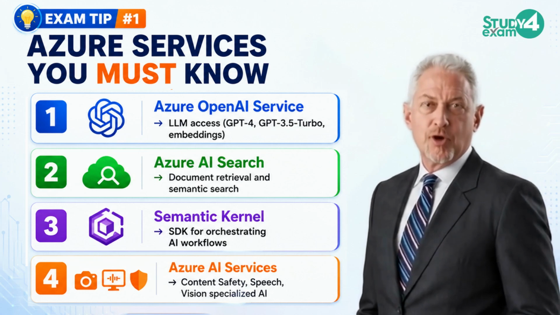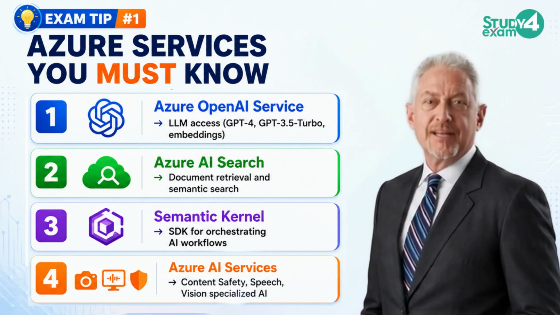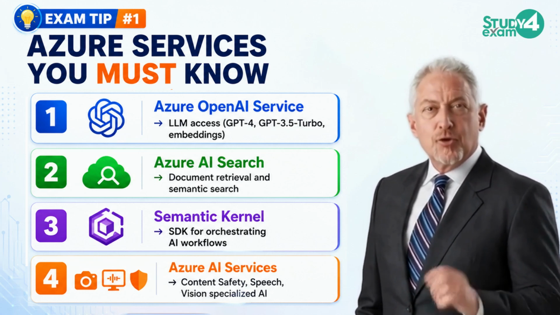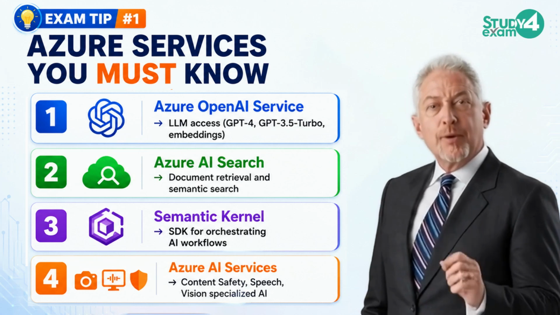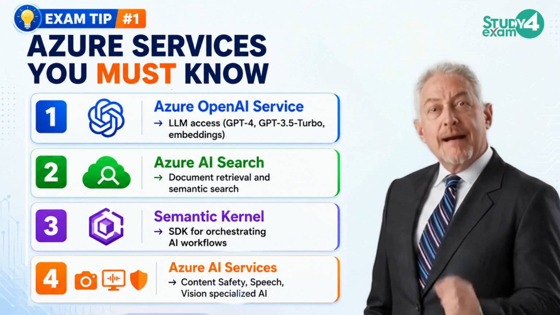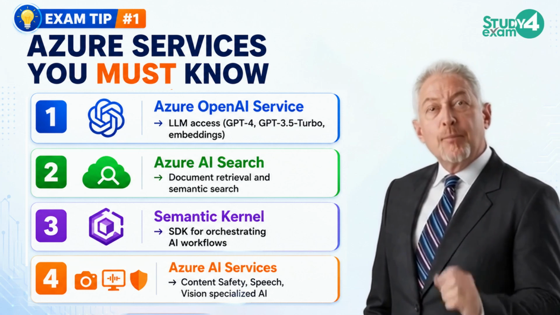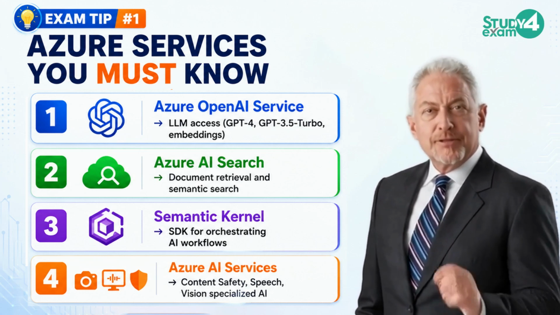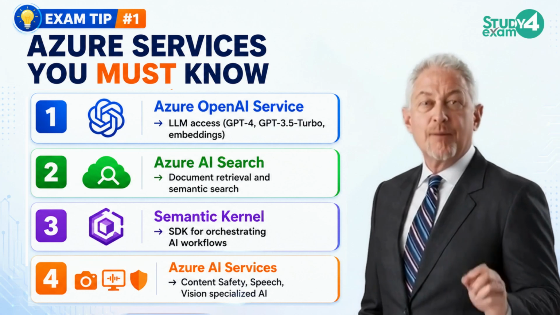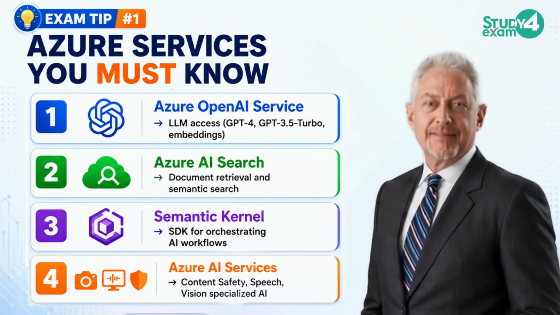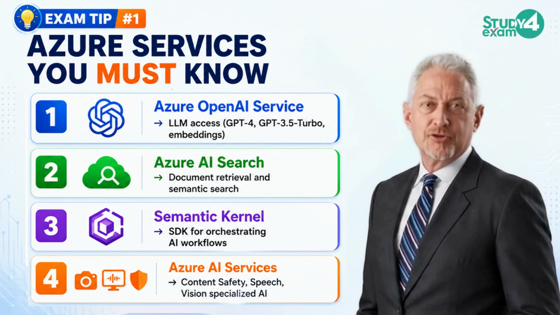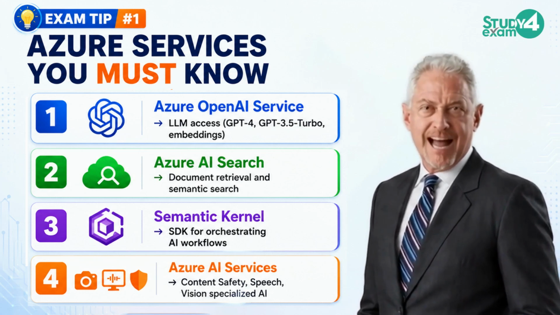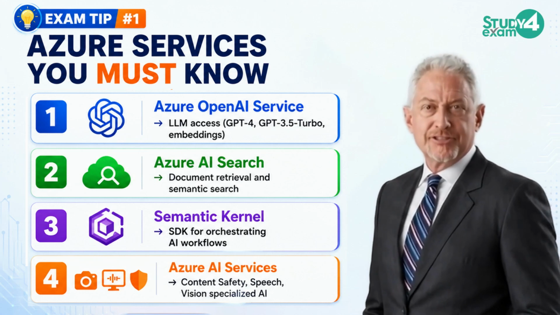Question 4. What does prompt injection refer to in the context of AI-103? A. Injecting additional compute resources into Azure OpenAI endpoints. B. A security attack where malicious input manipulates the model's behavior by injecting instructions into prompts. C. Automatically adding system prompts to all API requests. D. Caching prompt tokens to reduce latency. Correct answer B. Security attack via malicious prompt instructions.